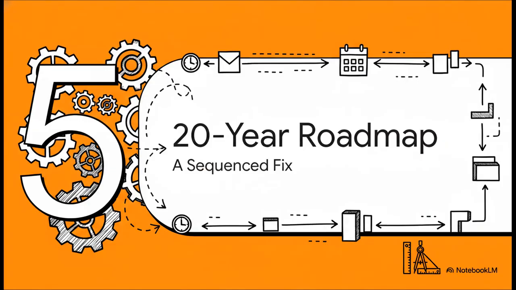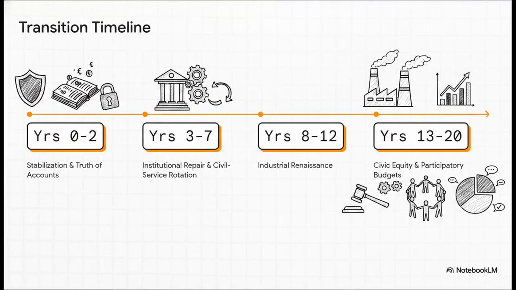Okay, Section 5, the 20-year transition roadmap. So what does this sequenced fix actually look like over a realistic time horizon? The research maps out a meticulous 20-year timeline. In Phase 1, which is the first 2 years, you just stabilize. You publish a truth of accounts to stop the bleeding.